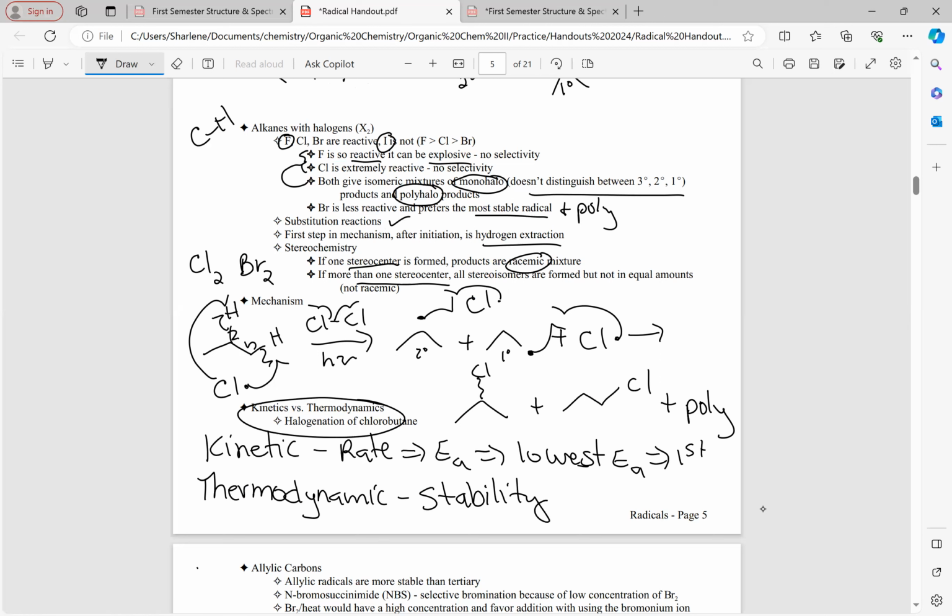Now, should I label the major product as the most stable product, or should I label it as the first one that it can see? We're going to leave that for a different discussion. But for the halogenation of the alkanes by chlorine, you're going to show me all of the monochlorine, and then you're going to show me, hey, yes, we could still do poly.